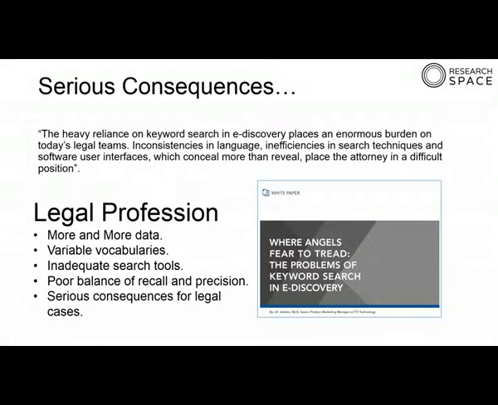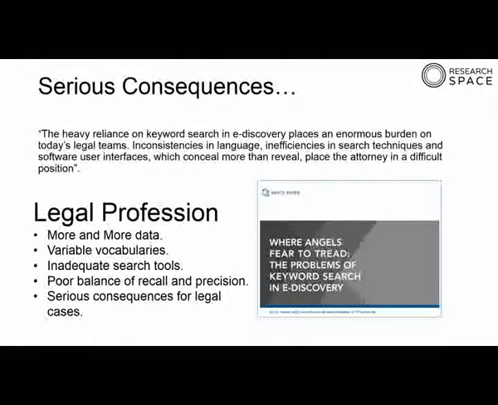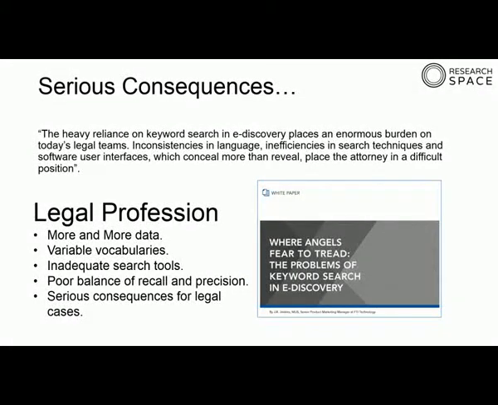And this isn't an issue for just cultural heritage. When I was putting these slides together, I was doing some searching myself and found this document, done by a marketing company for the legal profession. It says, "Where eagles fear to tread, the problem of keyword search in e-discovery."